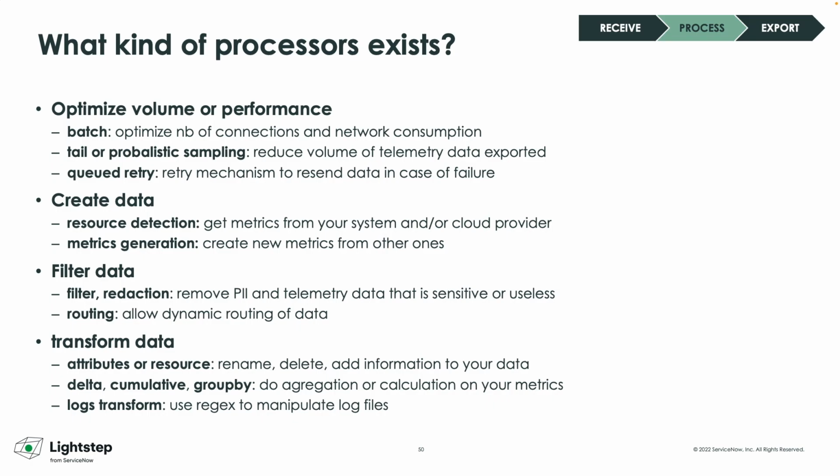And finally, processors can also be used to transform your data, like creating a new attribute or renaming an attribute to a specific format. This is typically the attributes or resource processor, or you can also use a processor to do aggregation or calculation on your metrics or data. If you use the logs pipeline, you can use some processors in order to manipulate these logs, like you would do to filter your data, but by using regex on your log files.